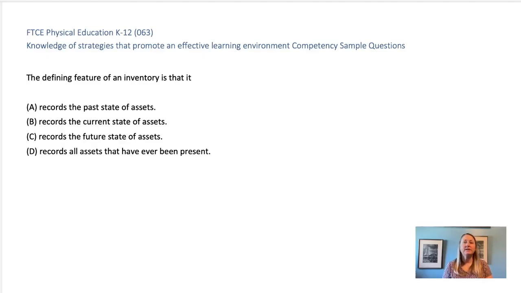A. records the past state of assets is incorrect. That's more like a log or historical report, not an inventory. C. records the future state of assets. We can't record what we don't have yet. That would be planning or forecasting. D. records all assets that have ever been present. That's incorrect. That's an archive, not an inventory. The correct answer is B. records the current state of assets.